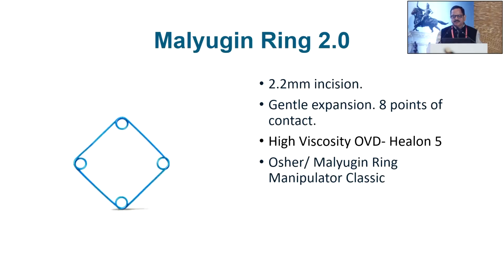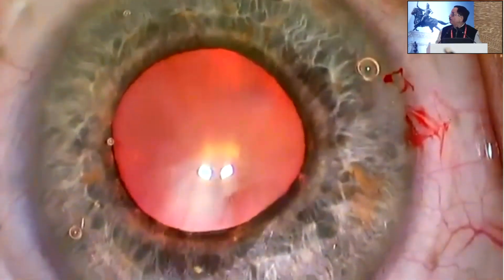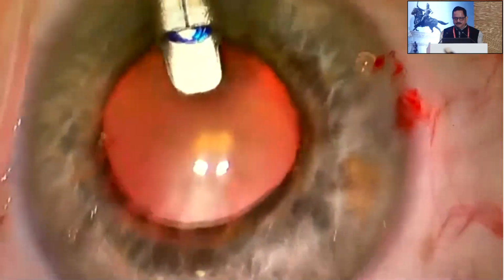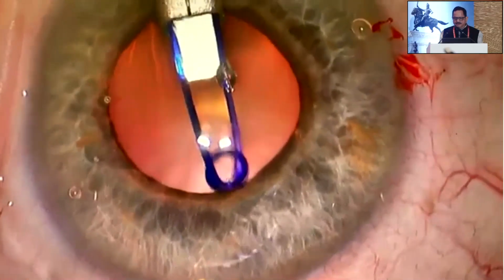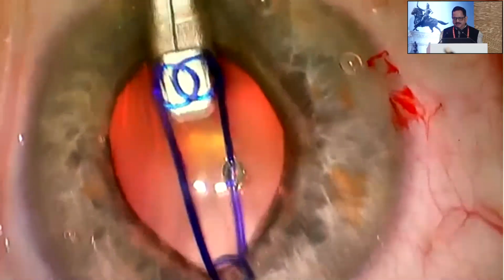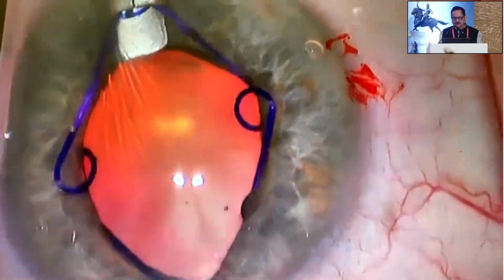This is the Graether's ring, very popular internationally. It's a 2.2 millimeter incision. It's a gentle expansion with few points of contact. We have to use high viscosity. The ring is a very classic one. You can use an oscillator or manual ring. Just a small demo, I think we're running out of time. It's very easy to put, takes a very minimal incision size and is easy to insert also. You get an injector and extractor also with this one.